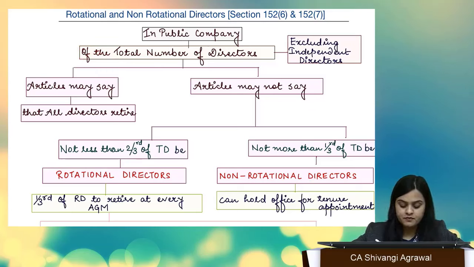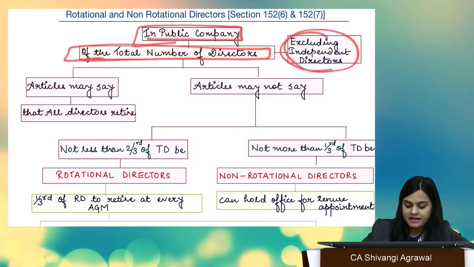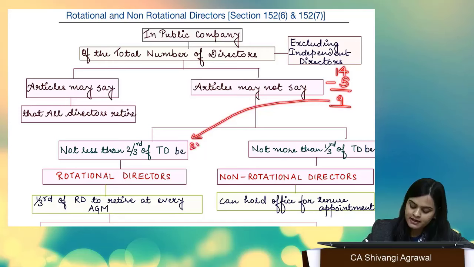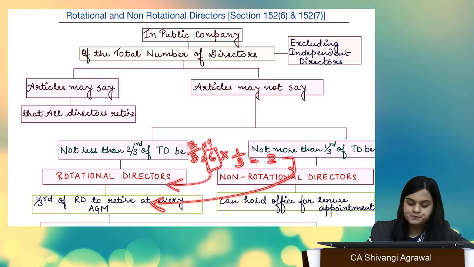Okay. Now, if we are talking about a public company, from the total number of directors, minus your independent directors. Supposedly, a company has a total of 14 directors and 5 are independent directors, 9 are left. Out of this 9, 2/3 of 9, that is equal to 6, will be rotational directors, and out of the 6, 1/3, that is equal to 2, will be retiring.